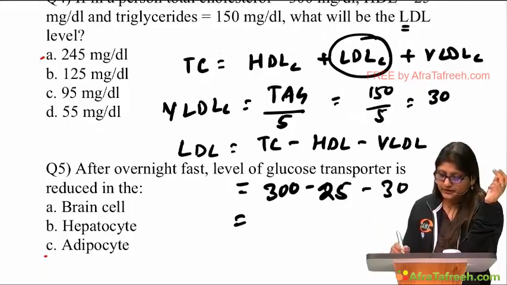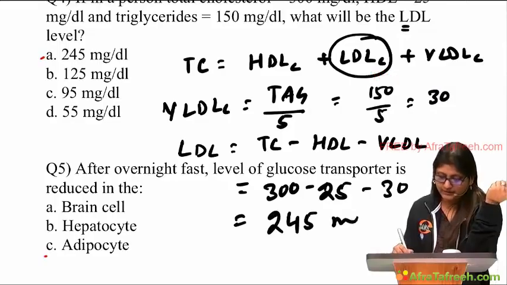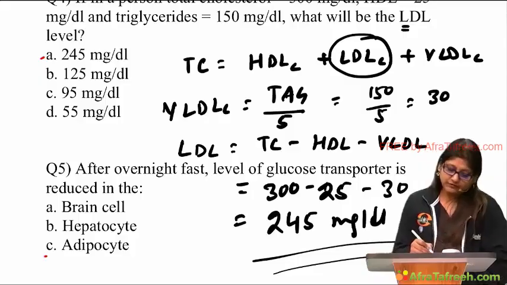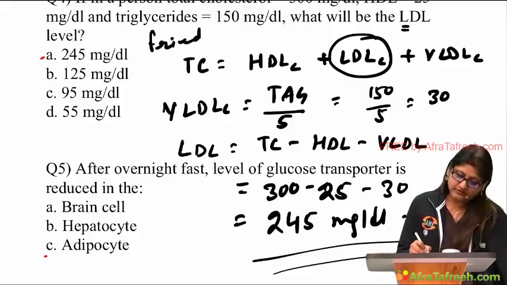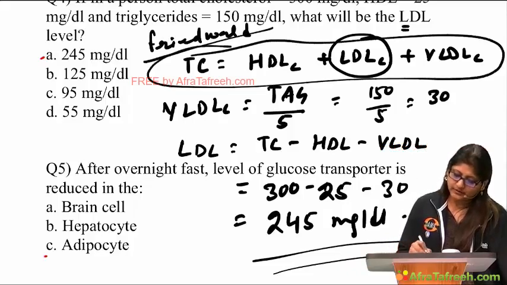So when you deduct 55 from 300, you get 225 milligram per deciliter. Maybe there is a certain modification of the question. But this formula, which is called the Friedewald formula, is very, very important, and you must know it. Friedewald formula to calculate the LDL.